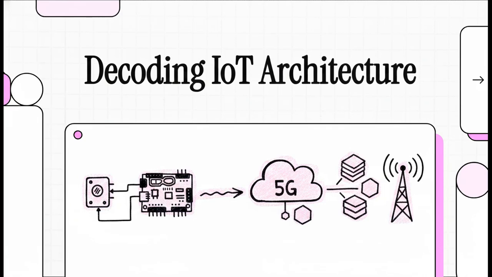Today we're doing a deep dive into the incredible architecture of the Internet of Things, or IoT. We are going to map out the journey from tiny physical sensors all the way up to massive 5G cloud networks. If you're a college student, an engineering beginner, or just someone who wants to learn exactly how to interface a humidity sensor with an Arduino, you are absolutely in the right place.